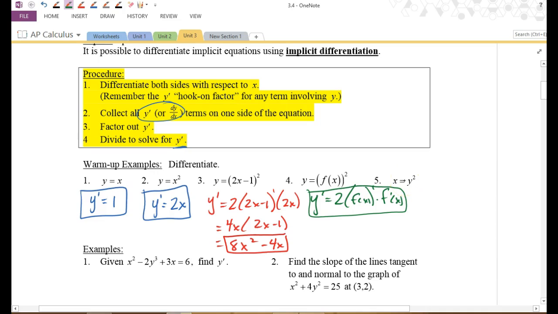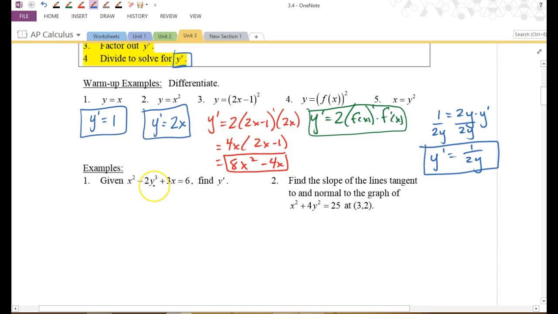Now moving to question 5. This one does actually require implicit differentiation. You have x is equal to y squared. We derive each side individually. The derivative of x becomes 1. The derivative of y squared is 2y, and then I have to multiply by the hook-on factor, the derivative of the y. I don't want to leave it like that. Remember, finding the derivative, I have to set it equal to the y derivative piece. So I divide by 2y and say the y derivative is equal to 1 over 2y.